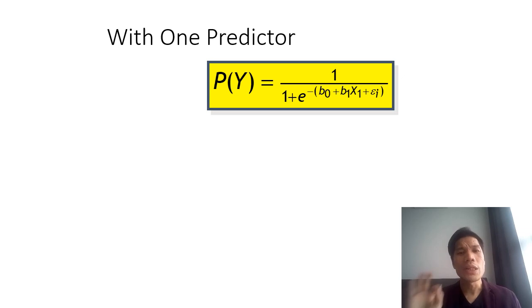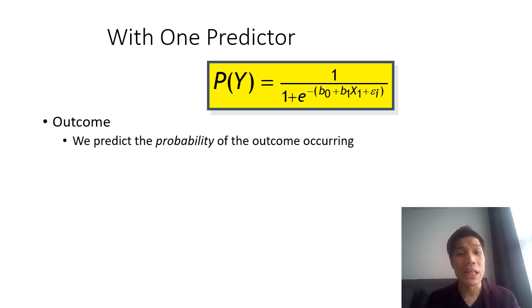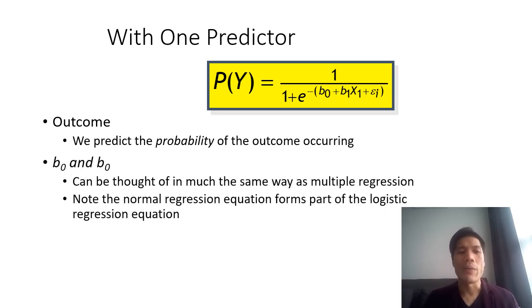Now, if you're dealing with one predictor, the probability of an outcome happening will be 1 over 1 plus the exponent of negative beta values. So we want to predict the probability of an outcome occurring, where beta naught and beta 1, my apologies, beta 1, can be thought of in much the same way as in multiple linear regression. I'm going to show you a little bit of mathematics later, but don't worry, it's not too difficult. The normal regression equation forms part of the logistic regression equation like this.